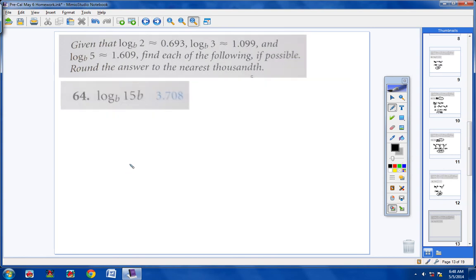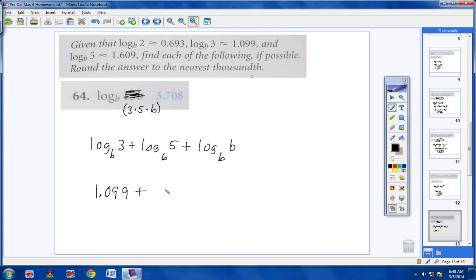And then last but not least, this one here. Now I see the b, I think I'm going to be okay. I see a 15. When I see this 15, I'm thinking of 3 times 5. So instead of putting 15b, I'm going to put 3 times 5 times b, because 3 times 5 times b is 15b, and that's totally acceptable. And now I have log base b of 3 plus log base b of 5 plus log base b of b. Well, I know what the logarithm of 3 is. It's given to me, 1.099. I know what the logarithm of 5 is. It's given to me, 1.609.